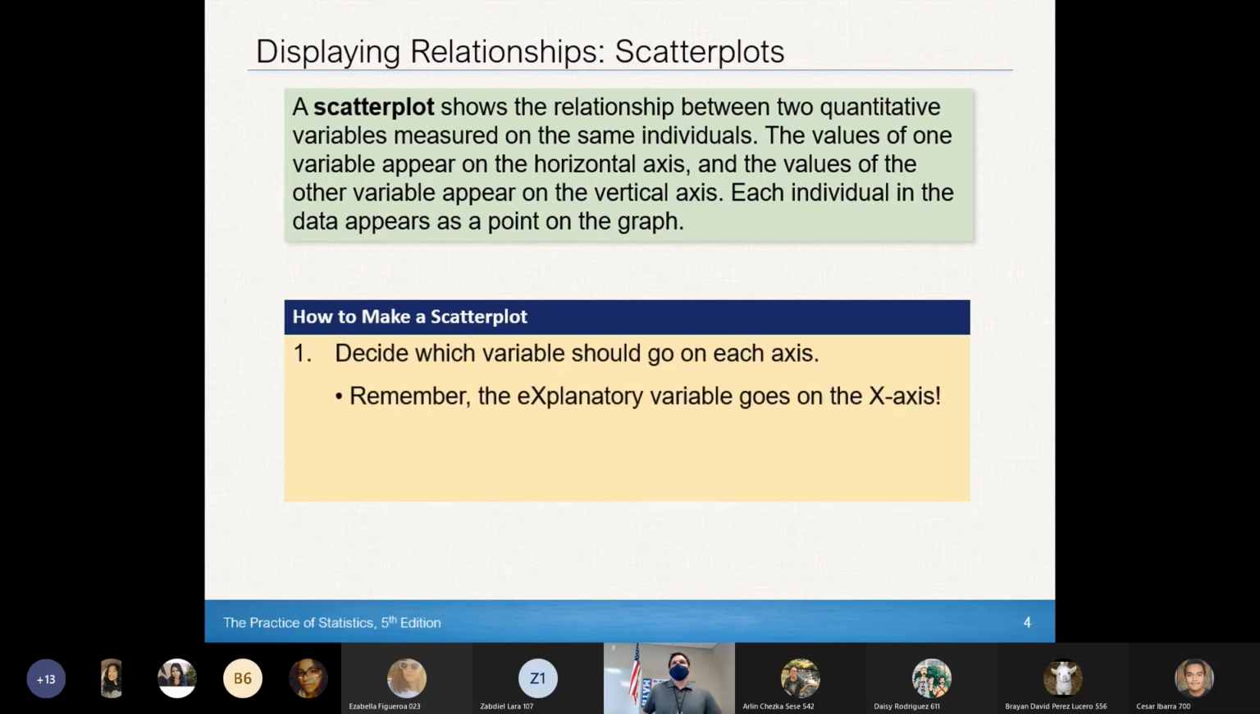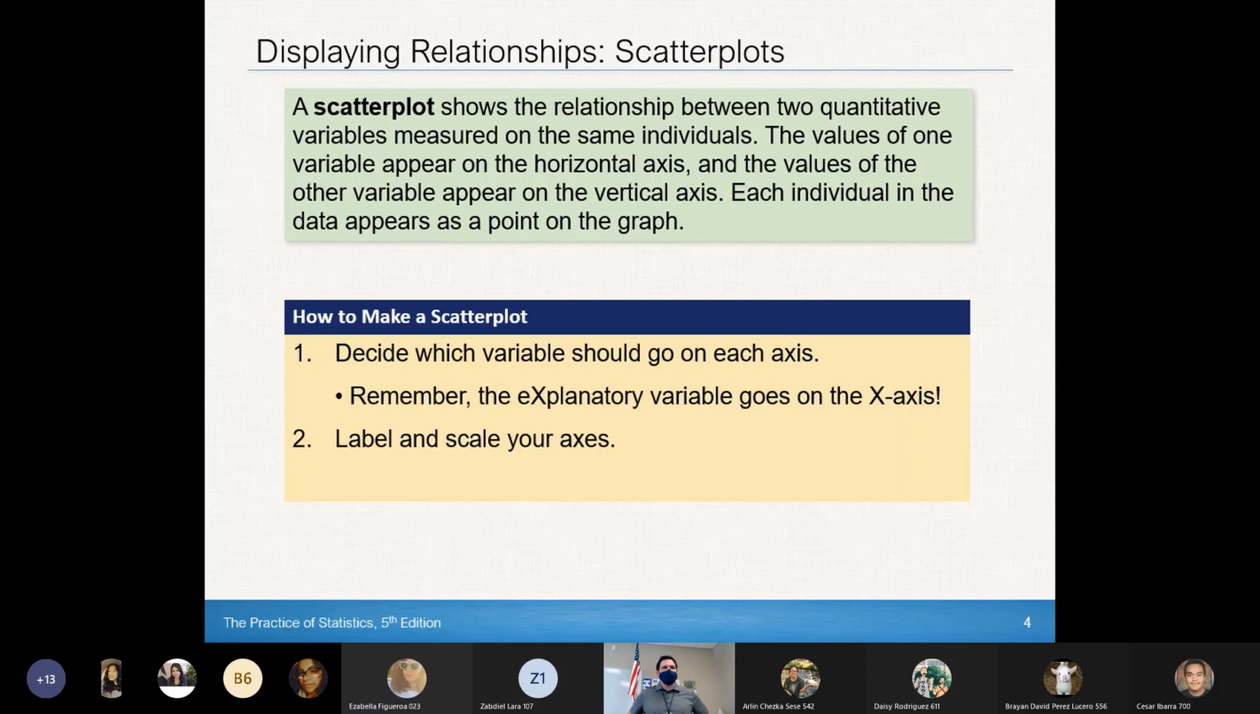All right, and when we make a scatter plot, we need to decide which variable should go on each axis. Remember, the explanatory variable goes on the x-axis. Explanatory x-axis. Which means the response variable goes on the y-axis. We need to then label and scale your axes.